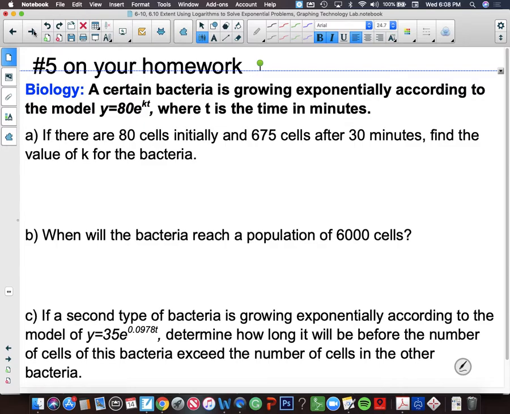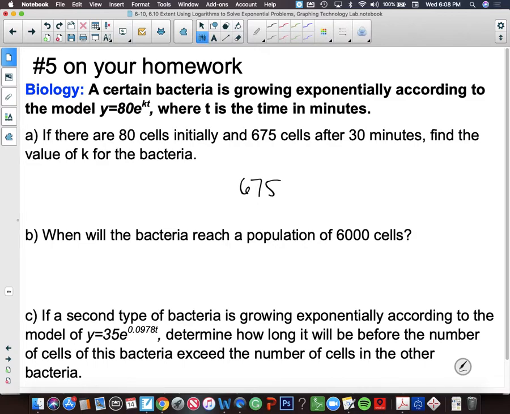All right. We have our exponential formula there. Let's plug stuff in. Y, that's what you have in the end. Okay, so we have 675 cells after 30 minutes. So that goes as the Y. All right, 80 is initial, so that's already in our formula. 80e to the kt, so it's 30 minutes, so it's k times 30. So we want to write that as 30k in the top so we don't confuse ourselves. So, divide the 80, natural log both sides, divide the 30, you got what you're looking for.